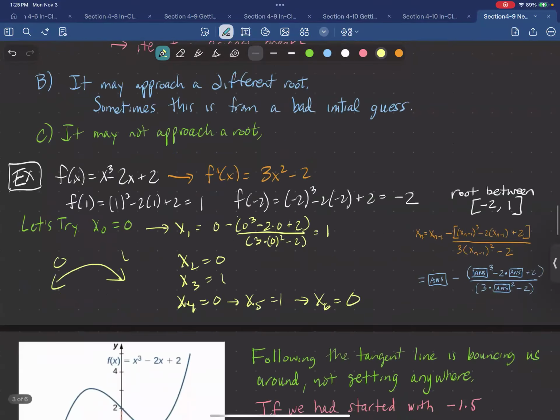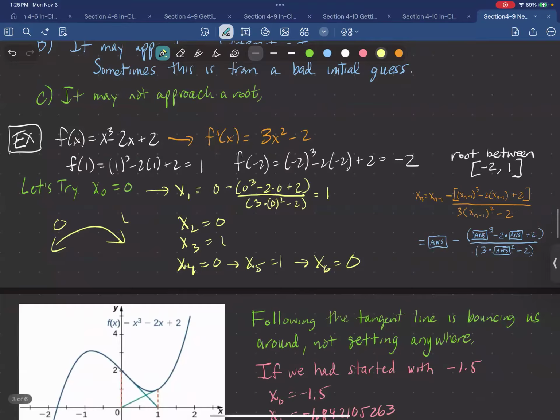And if you look at it by a picture, you can see why. Let's do highlighter mode. When x is 0, we go up, we follow the tangent down. From there, we go up, we follow the tangent, and it gets us right back to 0. So it keeps us ricocheting back and forth between two positions.